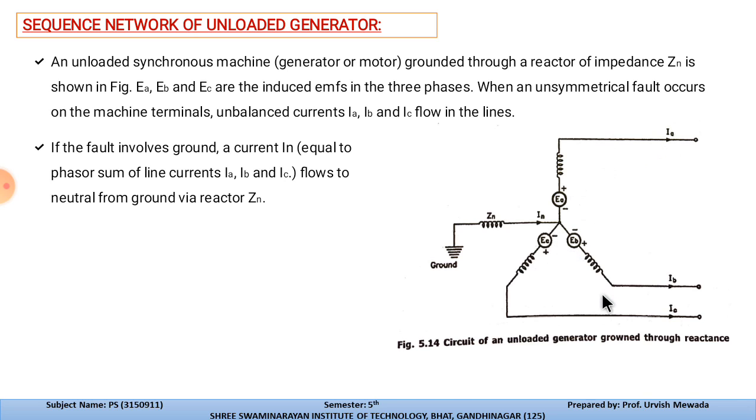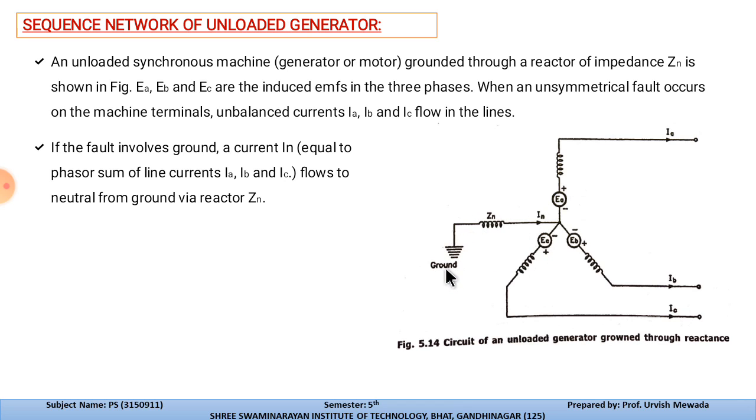Now this is the Eb. Eb is delivering this Ib current to this line, and this is the Ic. Ec is delivering this line current, and then this is the neutral current In. Our neutral is grounded with the reactance Zn.